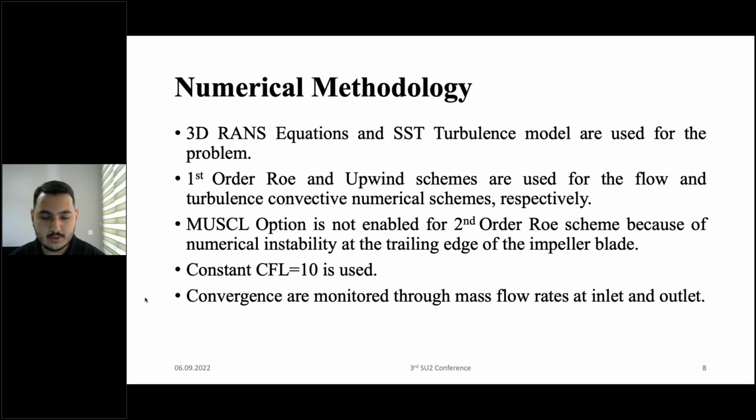For the numerical methodology, I have used 3D RANS equations with the SST turbulence model. I have used first order Roe and upwind schemes for the flow and turbulence numerical schemes respectively. The MUSCL option was not enabled for the second order Roe scheme because of the numerical instability at the trailing edge of the impeller blade it brought. And a constant CFL of 10 is used, and the convergence is monitored through the mass flow rates at inlet and outlets.